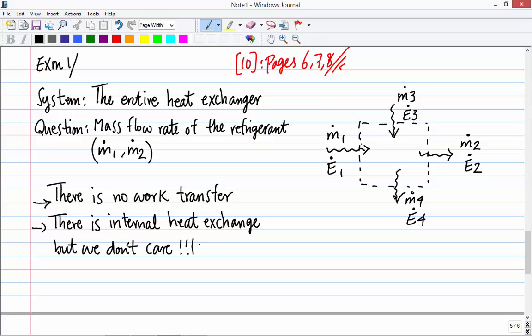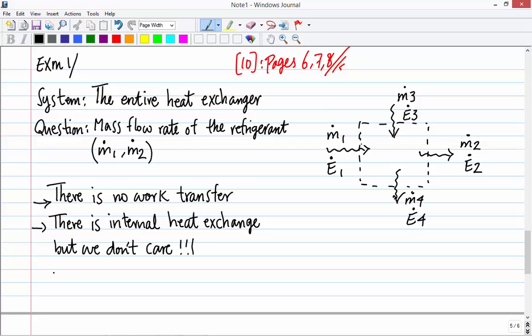The energy is transferred by these elements. So air gives it to refrigerant. Okay, it's internal. Nothing is added to the system or withdrawn out of the system. Nothing crossed the boundaries. It's just internal.